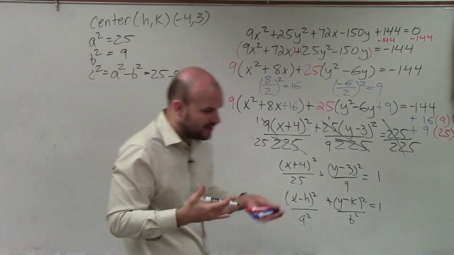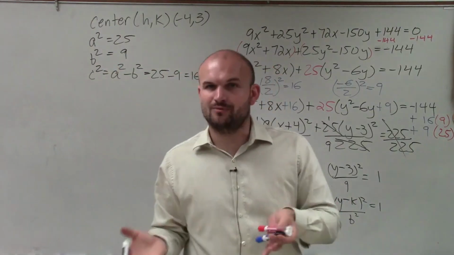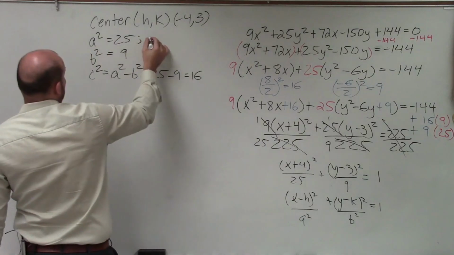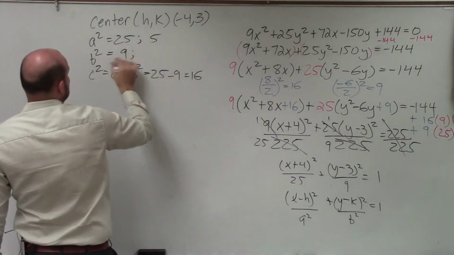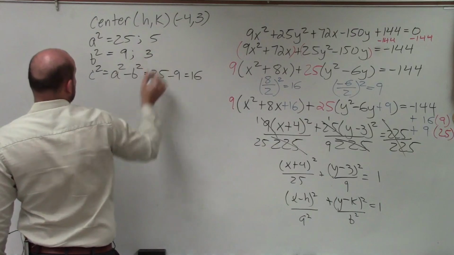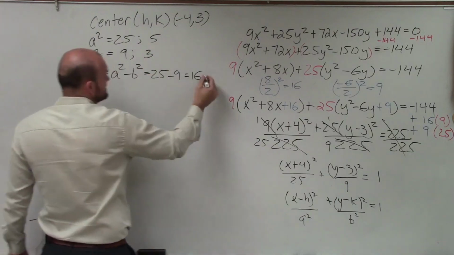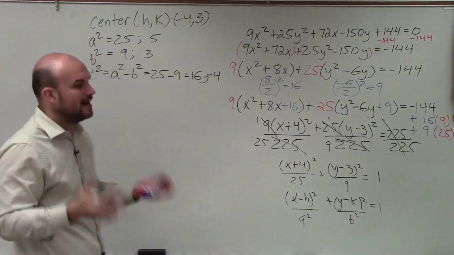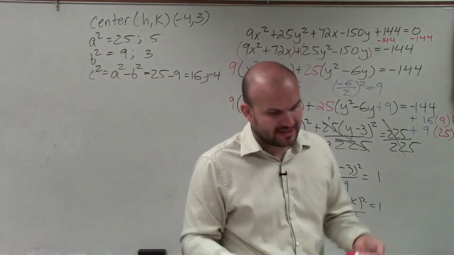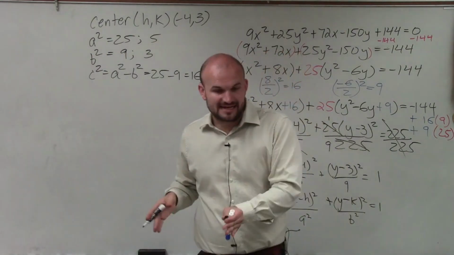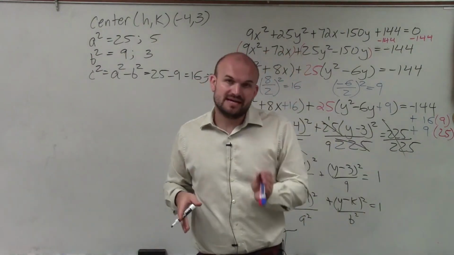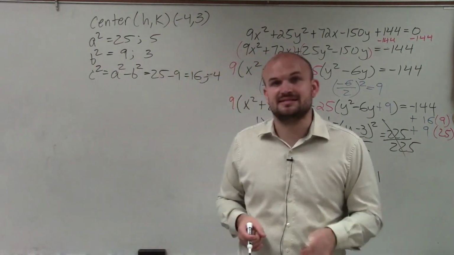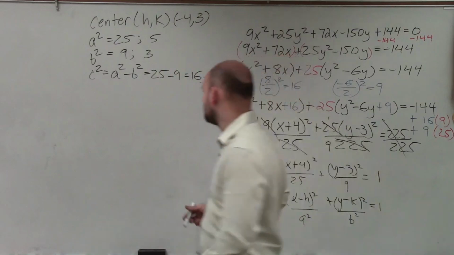So a squared, b squared, and c squared are helpful, but really what we want to know is what a, b, and c are. So if a squared equals 25, that means a equals 5. If b squared is 9, that means b equals 3. And if c squared is 16, that means c is equal to 4. Now again, what do a, b, and c represent? A represents the distance from the center to your vertices. B represents the distance from your center to your co-vertices. And C represents the distance from your center to your foci.